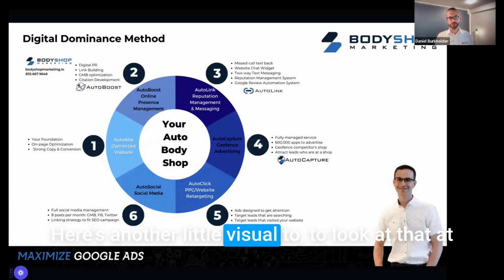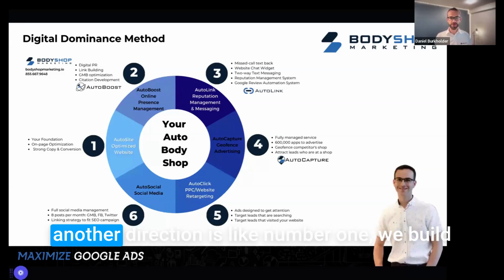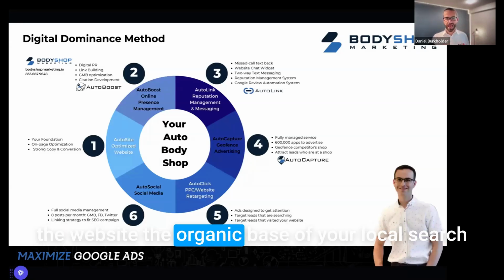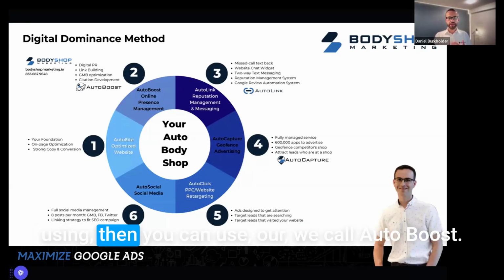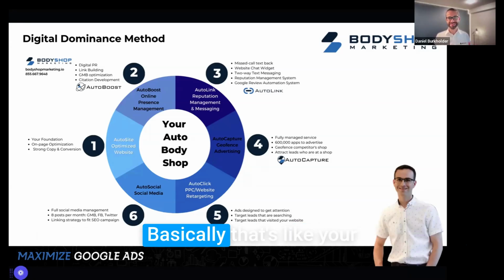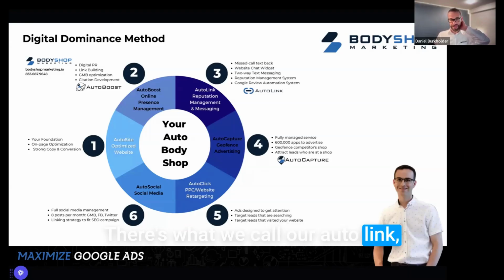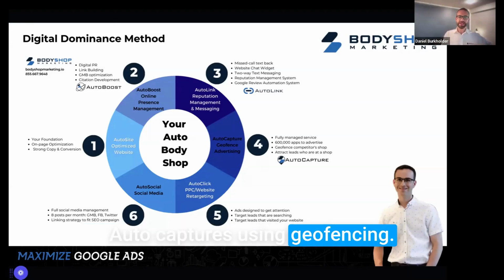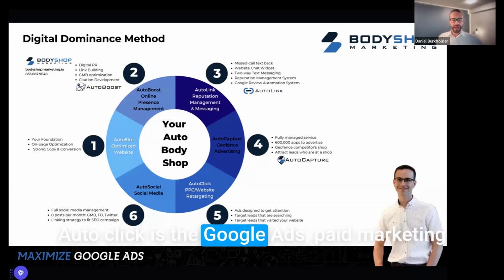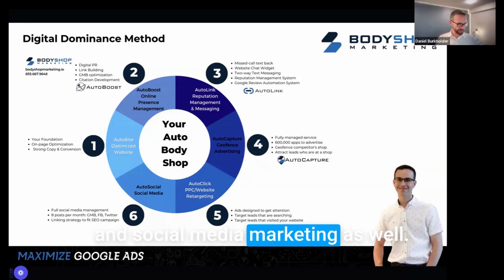Here's another visual to look at that from another direction. Number one, we build the website and the organic base of your local search. Then you can use what we call Auto Boost, which is basically your online presence management. There's what we call Auto Link, which is your reputation management. Auto Capture uses geofencing. Auto Click is the Google Ads paid marketing, and social media marketing as well.